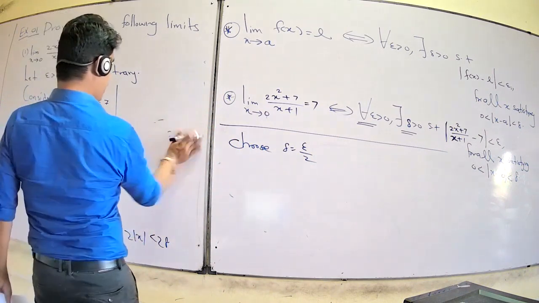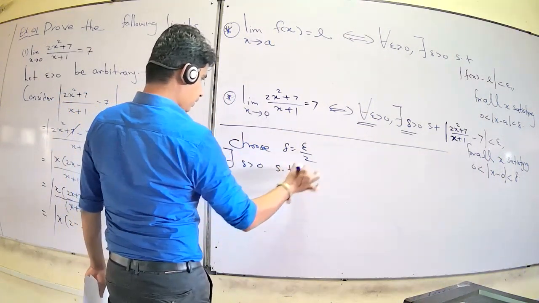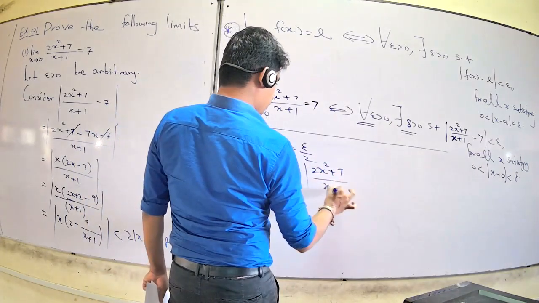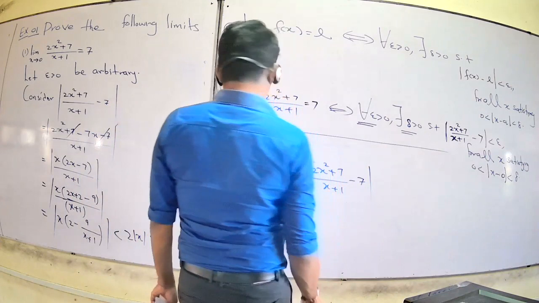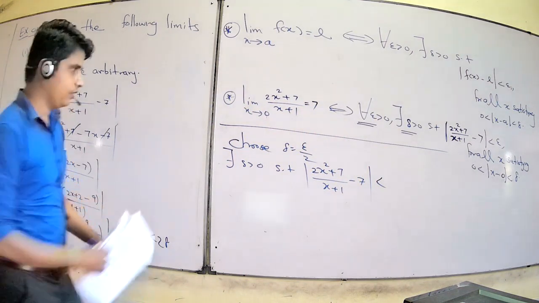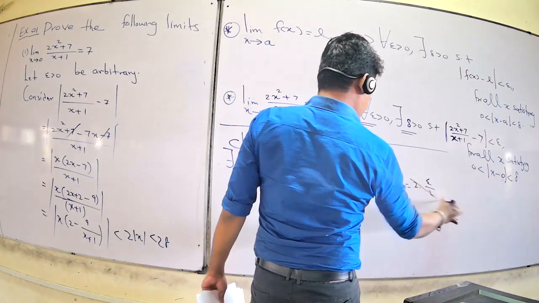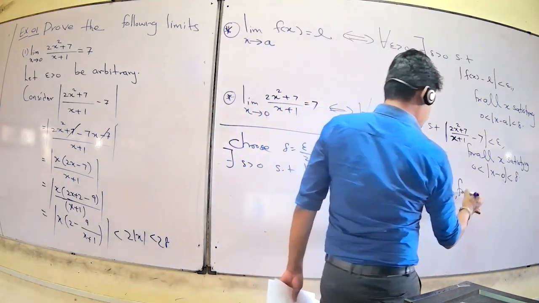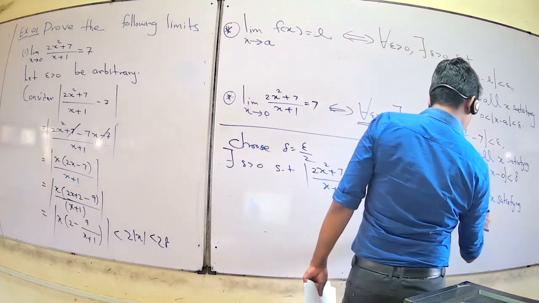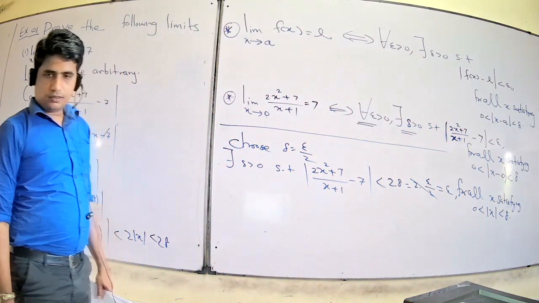Okay, you choose these values, then you will get there exists delta greater than 0 such that modulus of (2x squared plus 7) over (x plus 1) minus 7 is less than 2 delta, but 2 into delta, with delta epsilon by 2, gives epsilon, for all x satisfying 0 less than modulus of x less than delta.